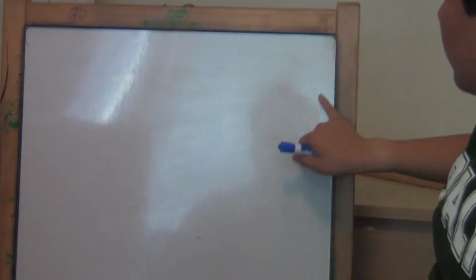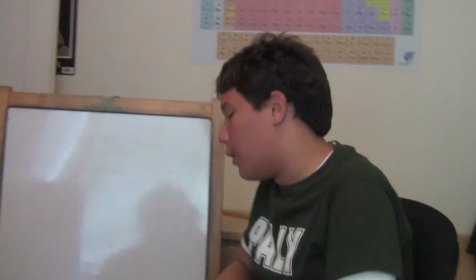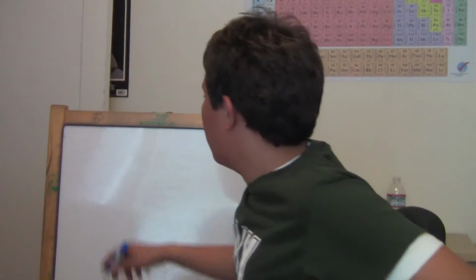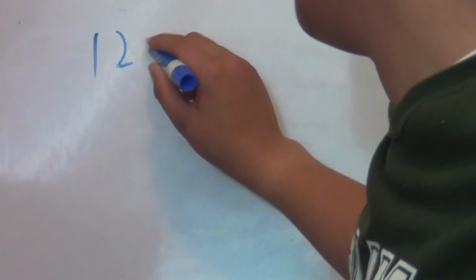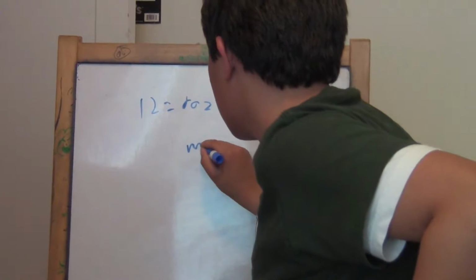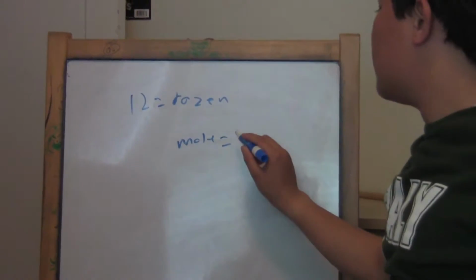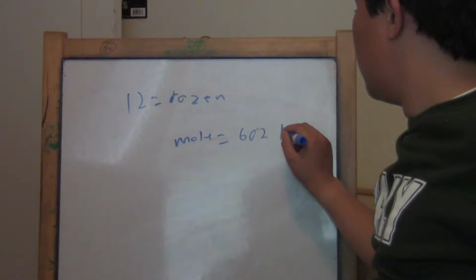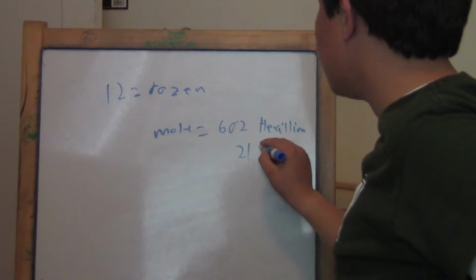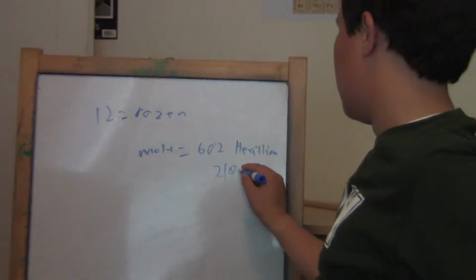Avogadro's number, aka 602 hexillion. But don't let that overwhelm you. It's pretty easy actually, because when you think about it, you know how 12 is like a dozen, right? Well, just think about a mole as 602 hexillion, which by the way has 21 zeros trailing behind it. But anyways, that's out of the question.